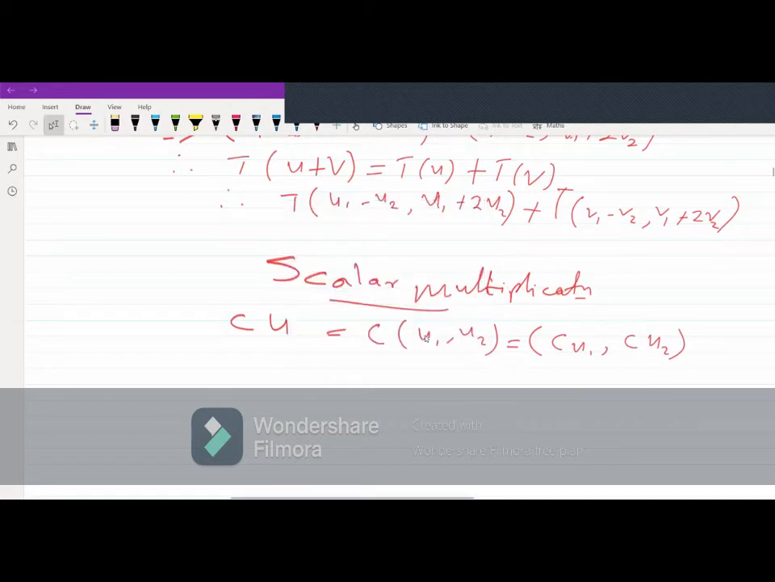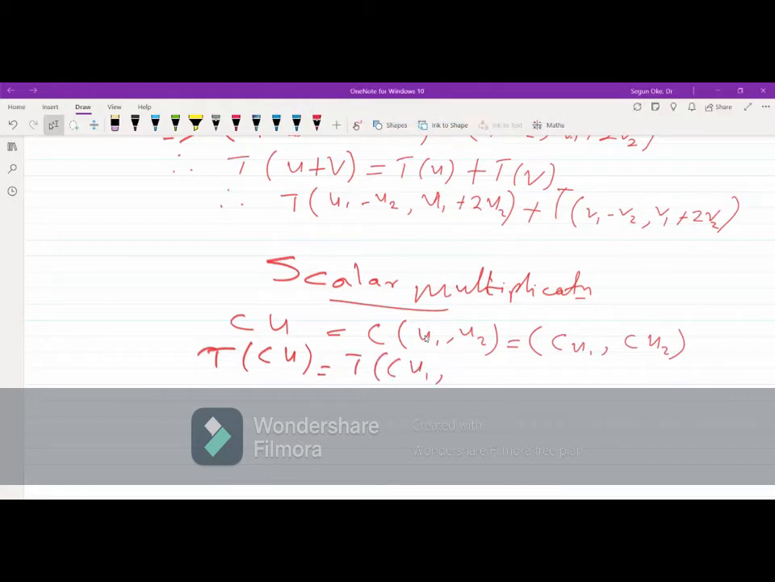So it's the same thing as T of CU, which is the same thing as T in brackets CU1, comma CU2. So I can now open it by saying, we know the CU1, we know the question we're given up. So the same question will be transformed to be CU1 minus CU2, comma, then CU1 plus 2CU2.